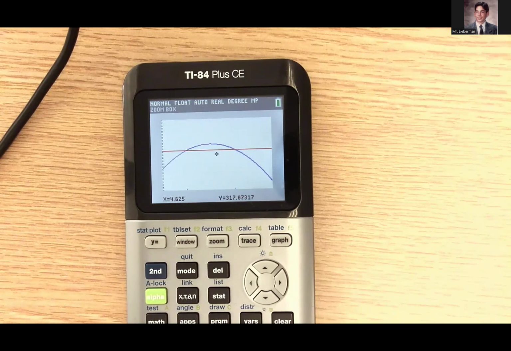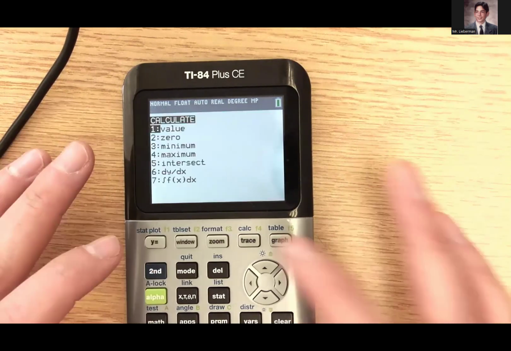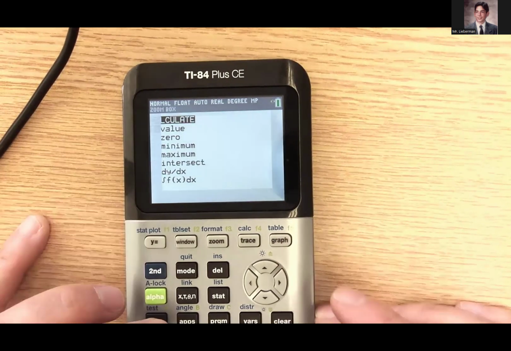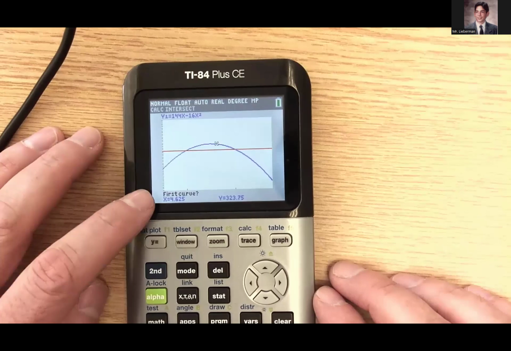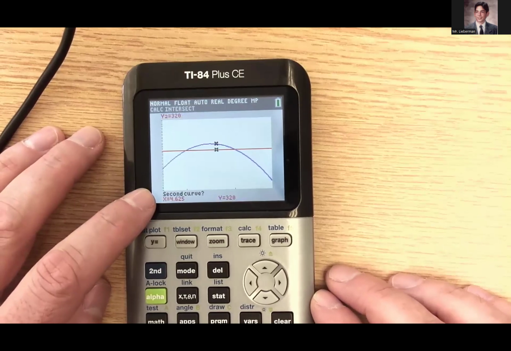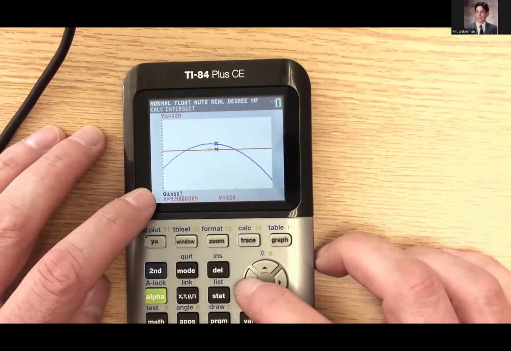So does it go above the gorge? It does. So it's up to you now to figure out those values, what times it's there. In order to do that, you do the calculate intersect. Oh, you don't press enter. Just press trace. So first curve hit enter, second curve hit enter, and then guess.